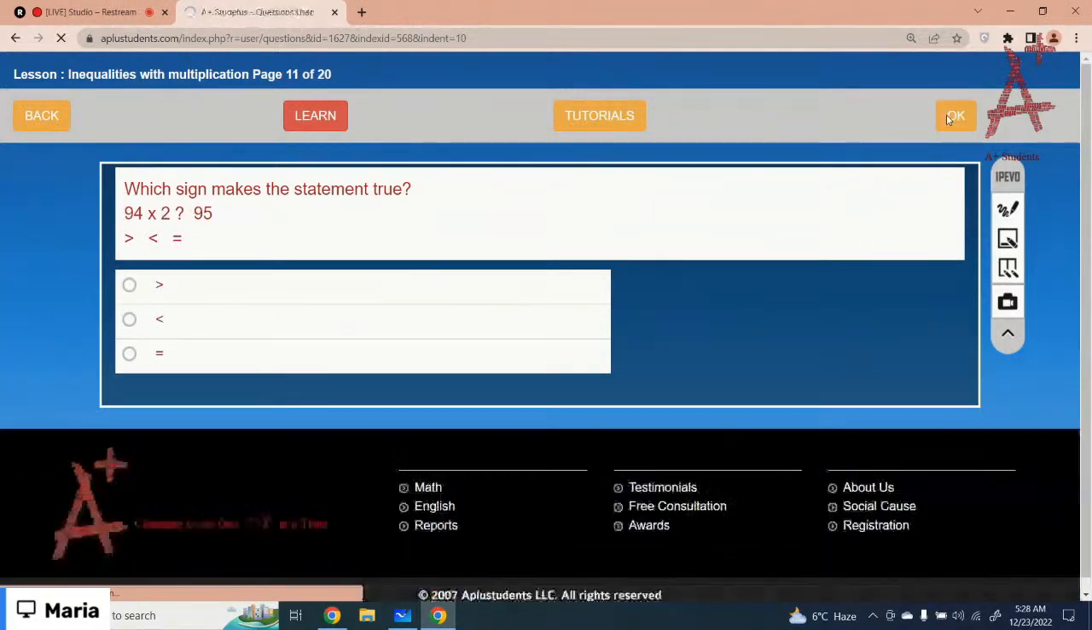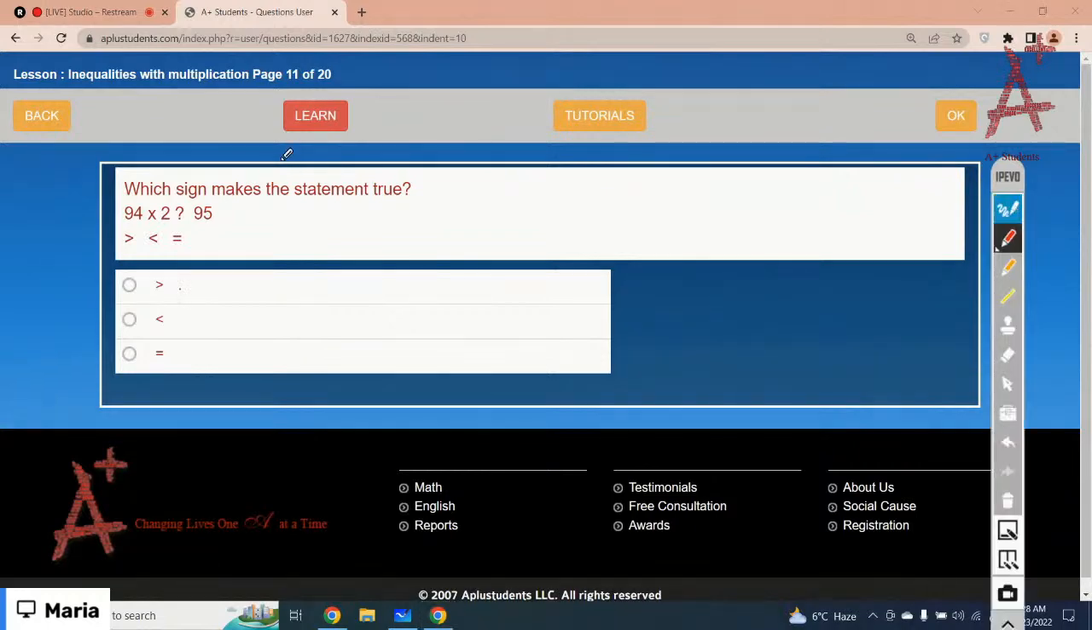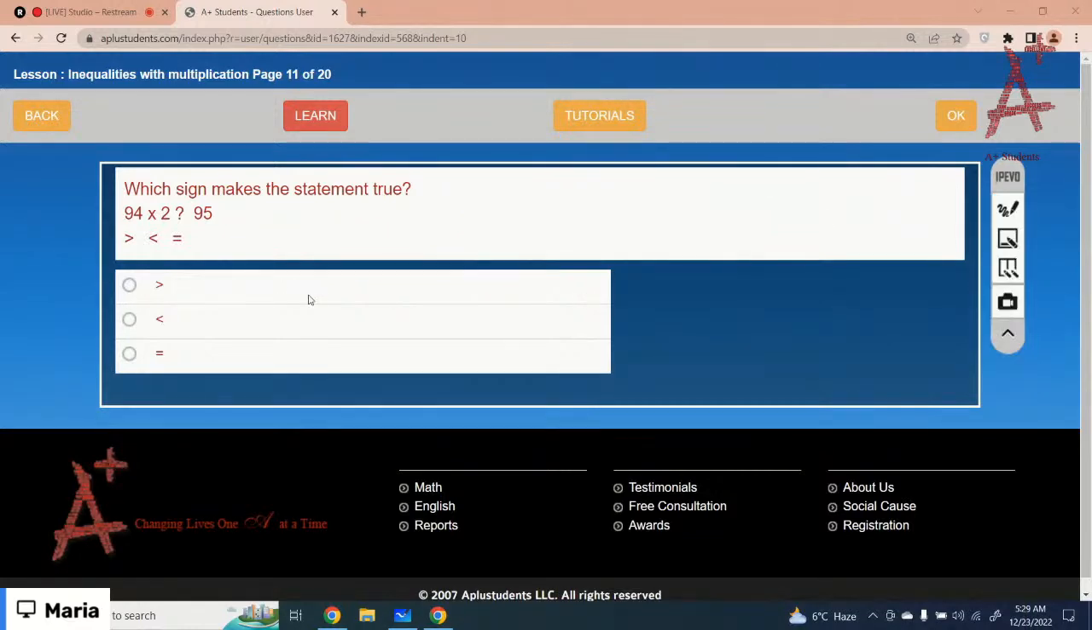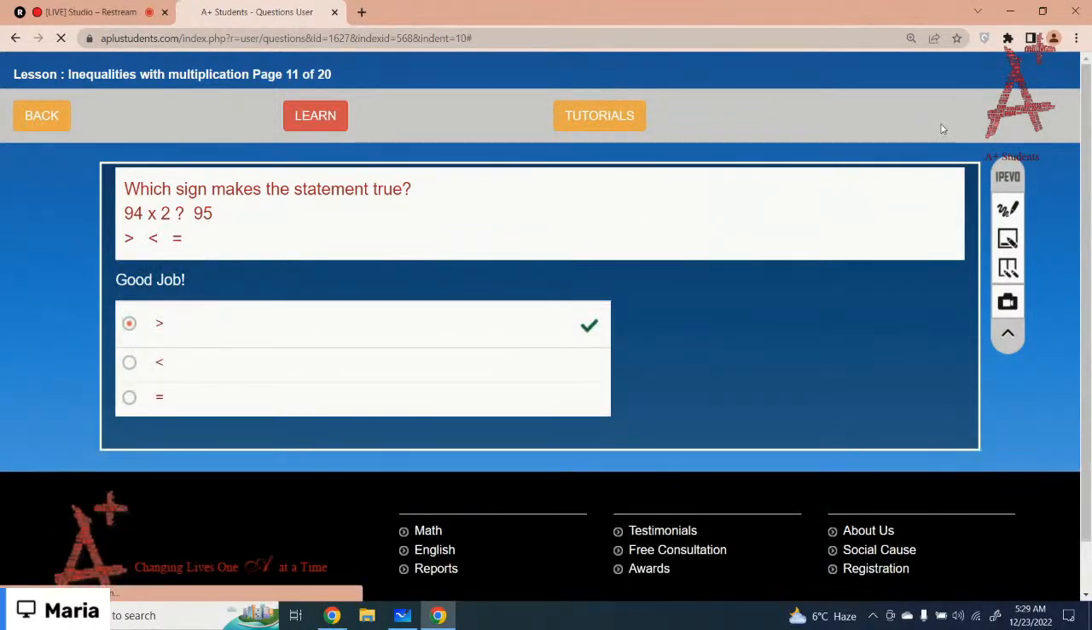Okay, the next one: which sign makes the statement true? 94 times 2 and 95. Got it? You have to do 94 times 2. So it is 2 times 4 is 8 and 2 times 9 is 18. You have to compare 188 and 95. Got it? So 188 is greater than 95 or less than 95? Yes, it is greater. 188 is greater than 95. Got it? Just select the correct option and click on the OK button.